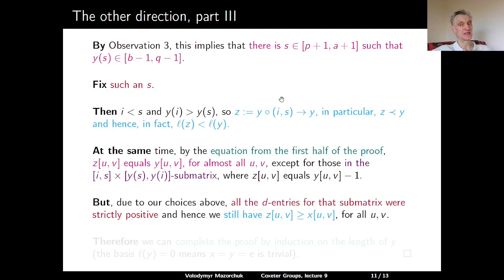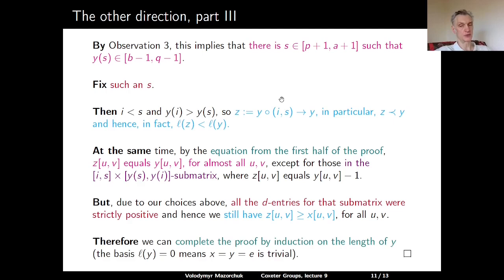But now the element z has strictly smaller length, and so we can complete our proof by induction on the length of the element y. The basis of the induction is when the length of y is 0, which means of course that x is equal to y is the identity element. That's trivial.